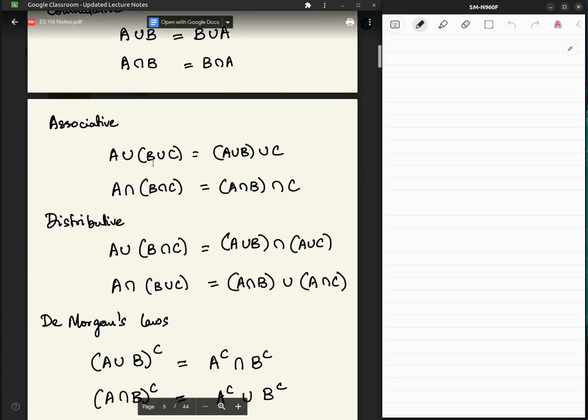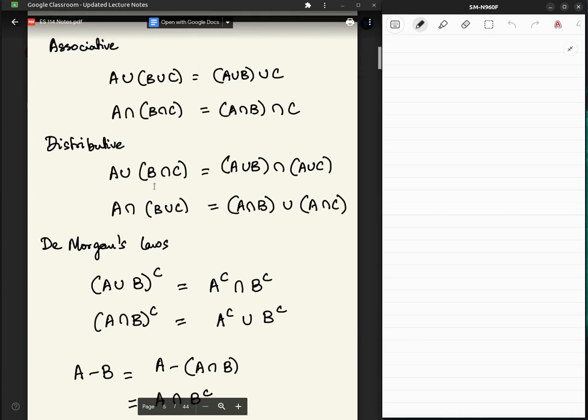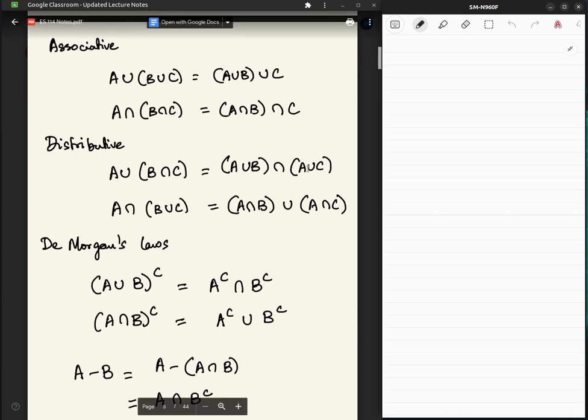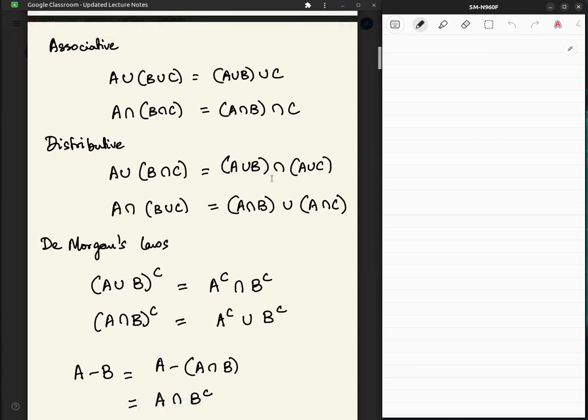Associative property, got it. Distributive property: A union (B intersection C) equals (A union B) intersection (A union C). At first it seems not very intuitive, like not very clear how this happened, right? Okay, let's read it like this.